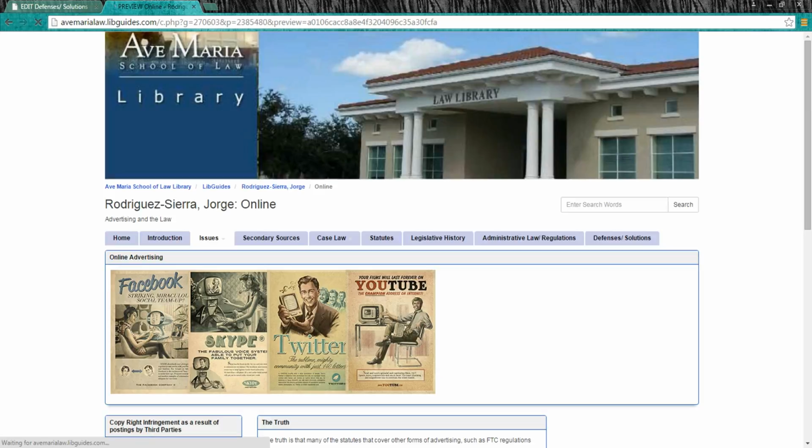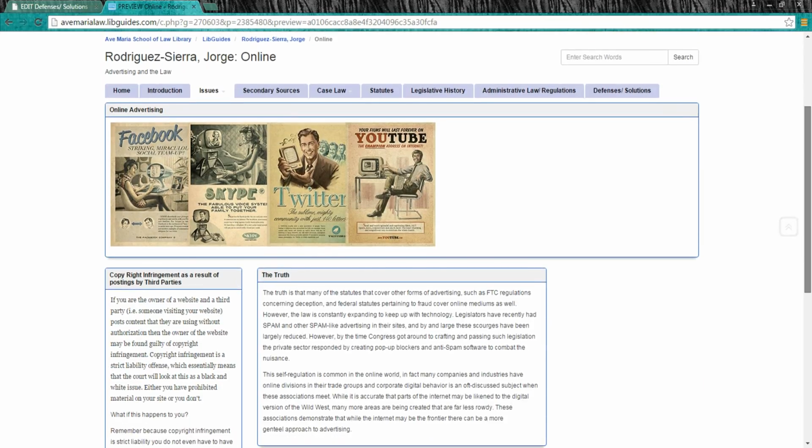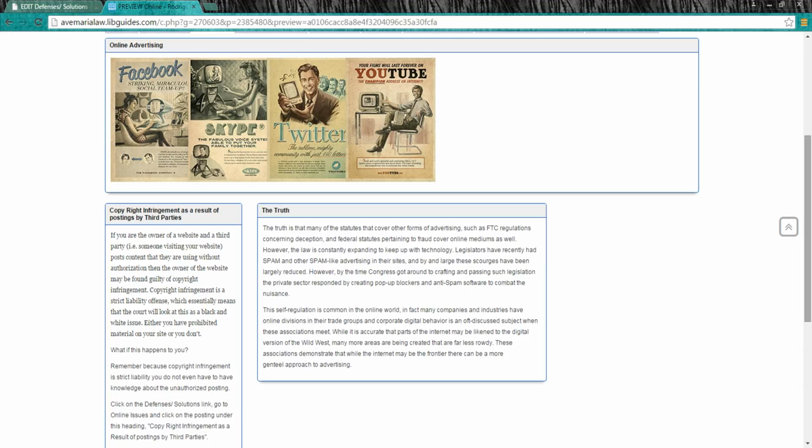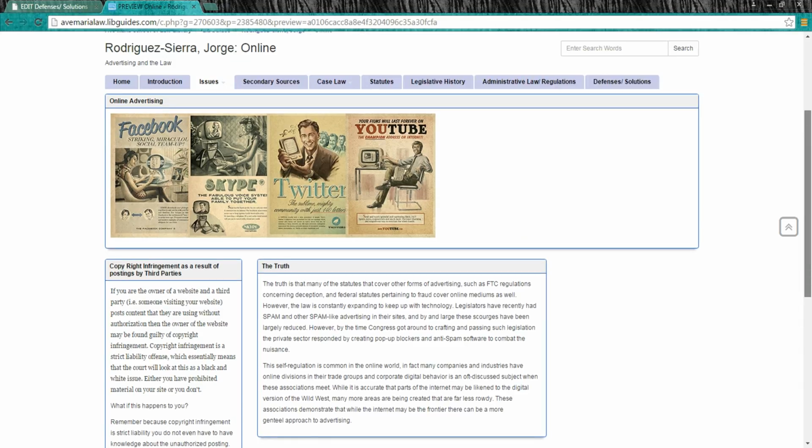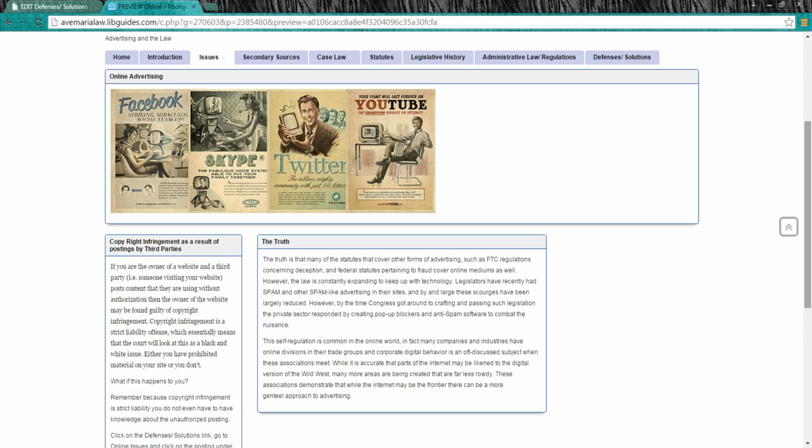So the final issues tab is online. And this one is short, and that's for a reason, because there just aren't a lot of online regulations. Obviously there's lots of places that we get marketed to nowadays: Facebook, Twitter, YouTube, all websites we go to, our emails, and many of those platforms are actually just covered by ordinary law. So copyright law, a lot of it also includes the online platform as well.